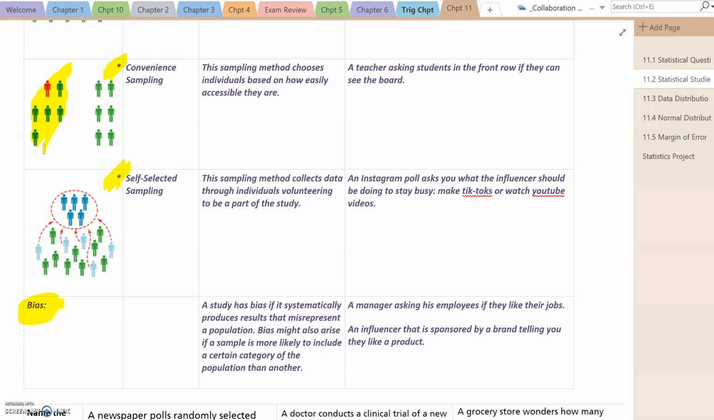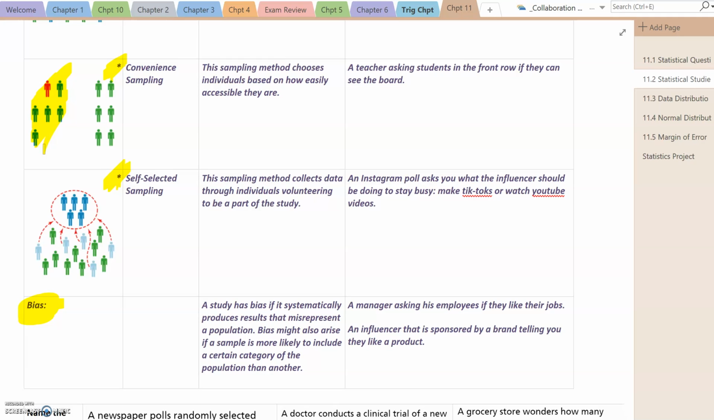Some examples of bias also would be a manager asking his employees if they like their jobs, because if the manager's the one doing the asking, there's kind of a power play situation happening there where you might feel uncomfortable saying no because you don't want to lose your job or be on bad terms with your boss or things of that nature. So that's one thing to take into consideration.